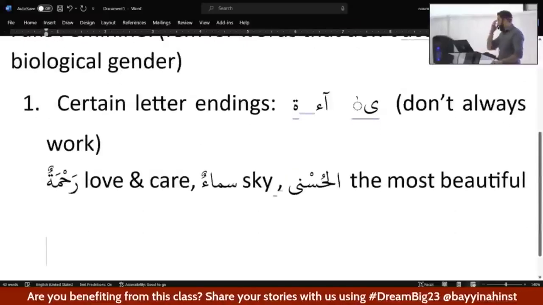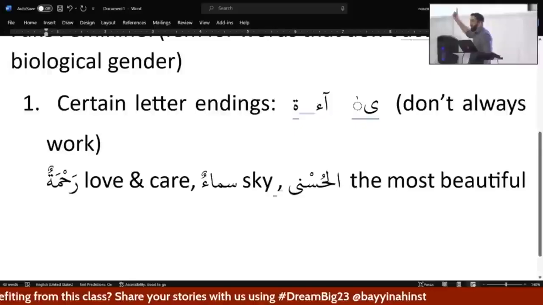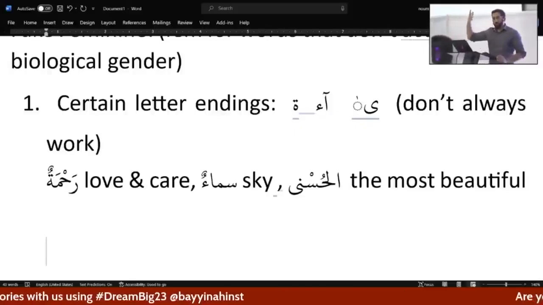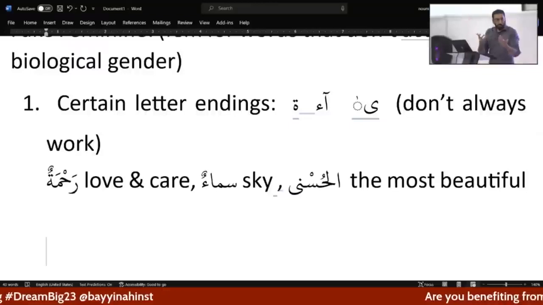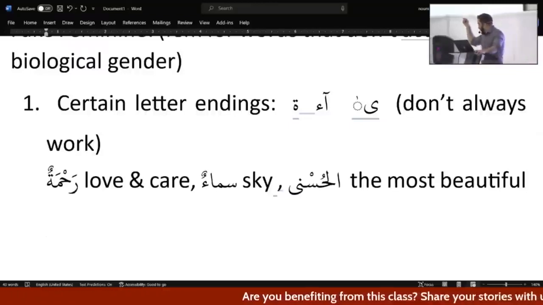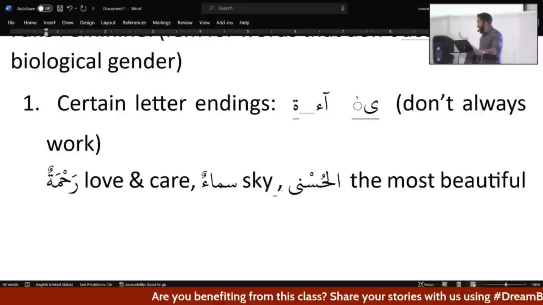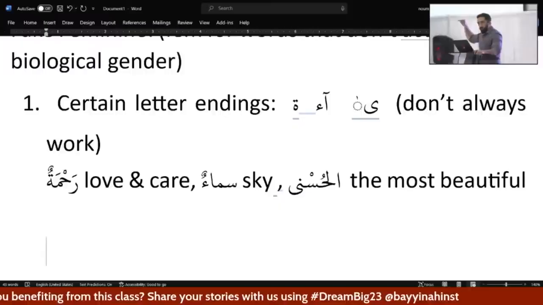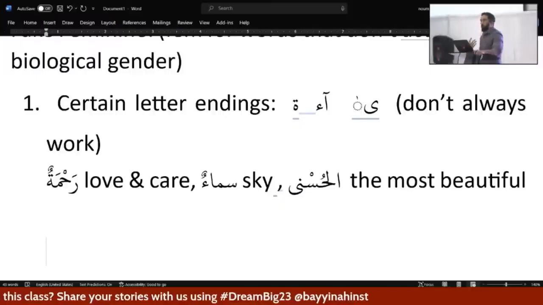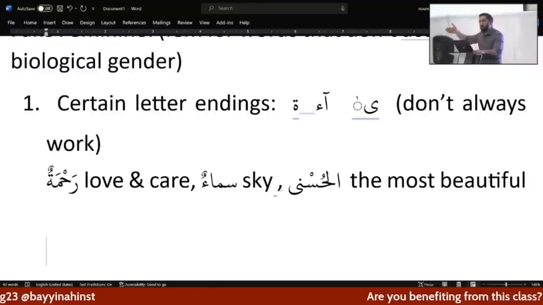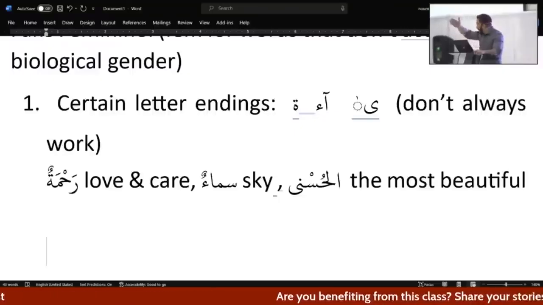These words, rahma, love and care, is that a he, she, or it in Arabic or in English? It's an it. Rahma is an it. But in Arabic, because there's a round ta on it, it's considered feminine. Okay? Sama ends with it, right? And there are other words like bayda, which means white.